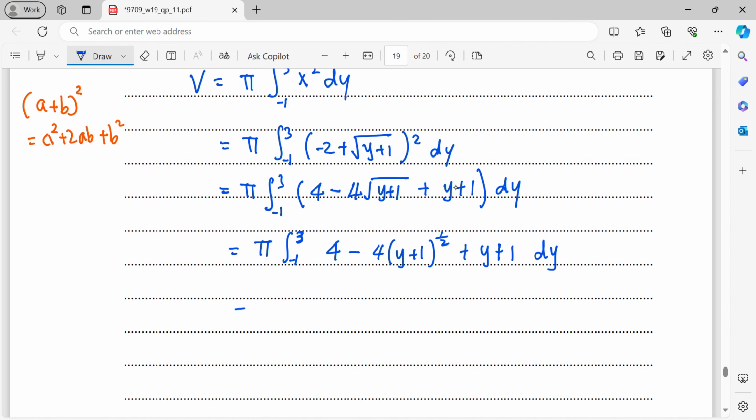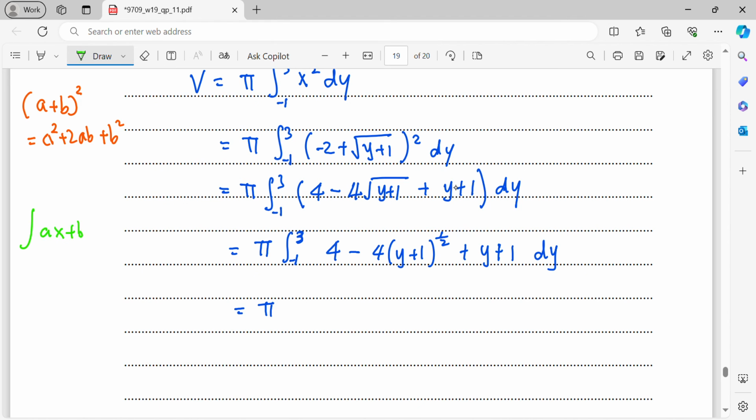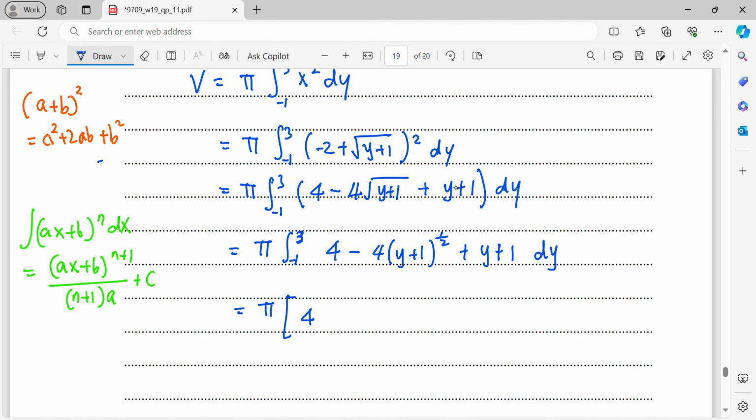Now for integration, I have introduced the formula just now. Integral of ax plus b degree n dx is ax plus b, instead of degree n, now you change to n plus 1, over n plus 1. And when you differentiate ax plus b, that is a, followed by plus c. So here, the 4 remains the 4 and I rewrite the function. The degree, instead of half, now you plus 1 becomes 3 over 2, over 3 over 2.